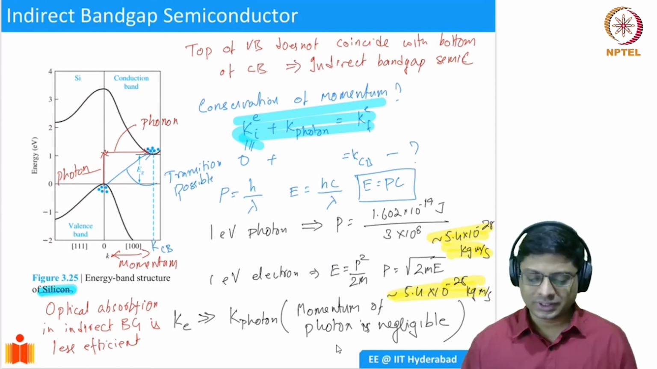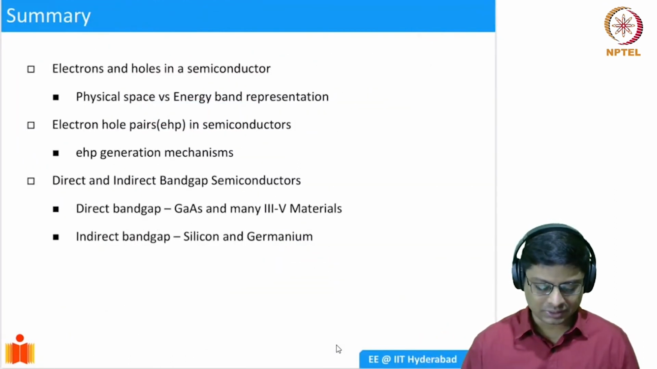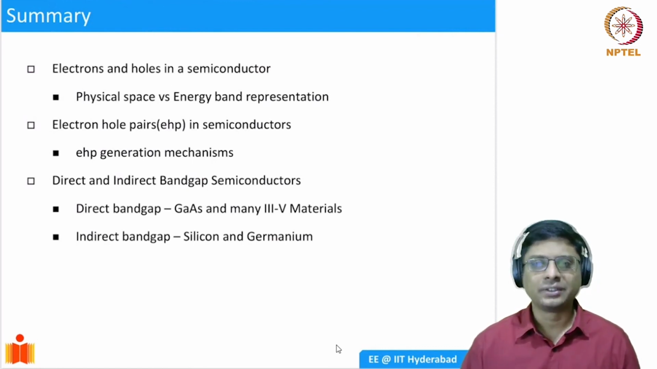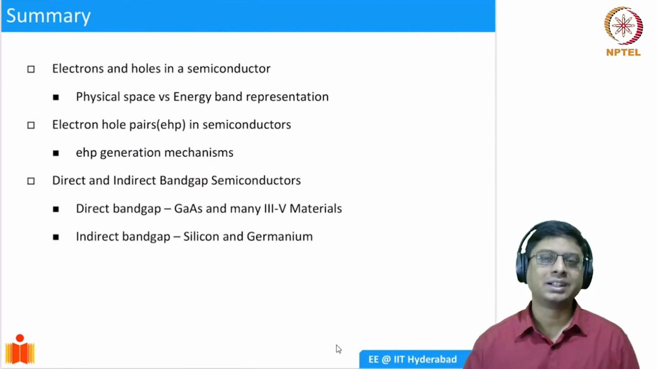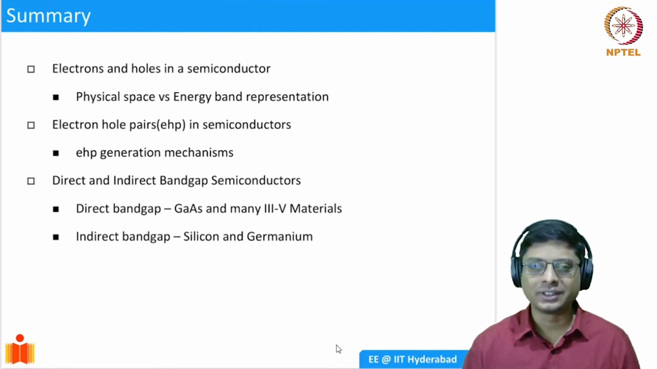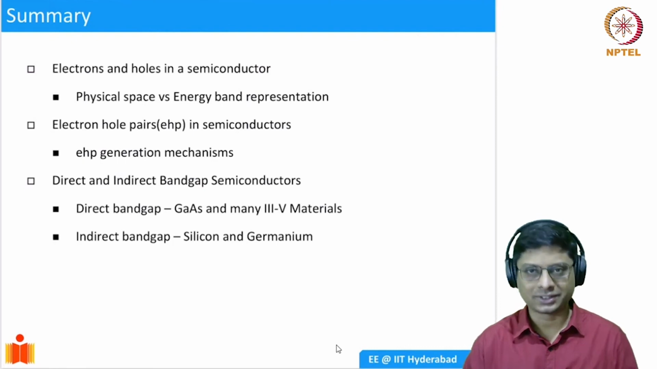All right, this is where I would like to stop. Today we talked about electrons and holes in semiconductors. We talked about what an electron in a conduction band means, what a hole in the valence band means physically, and what it means on the band gap. Then we talked about various processes to produce electron-hole pairs in semiconductors. And finally we talked about indirect and direct bandgap semiconductors. With that, I would like to stop for now. We'll continue in the next lecture.